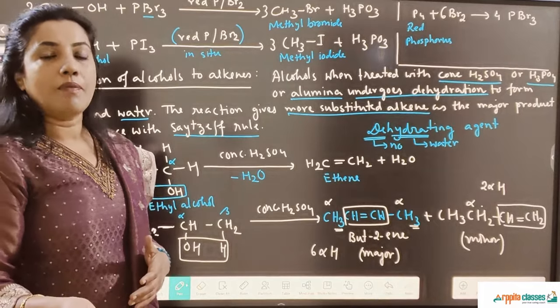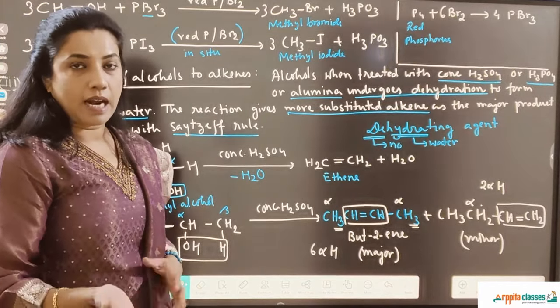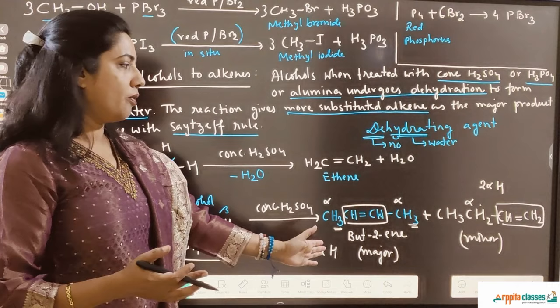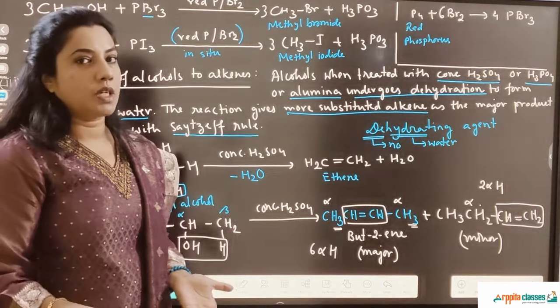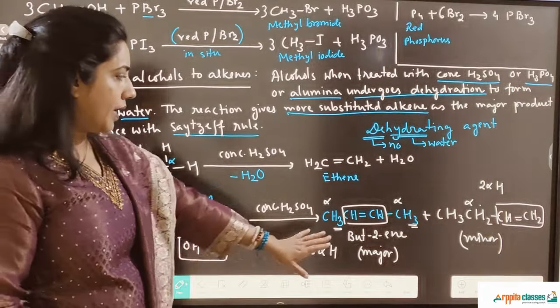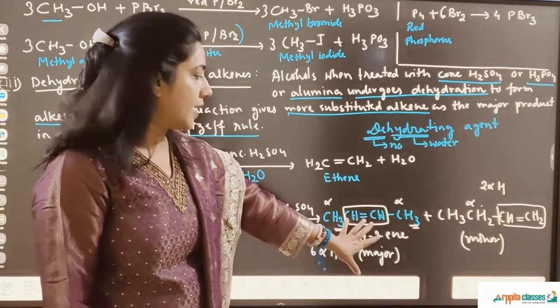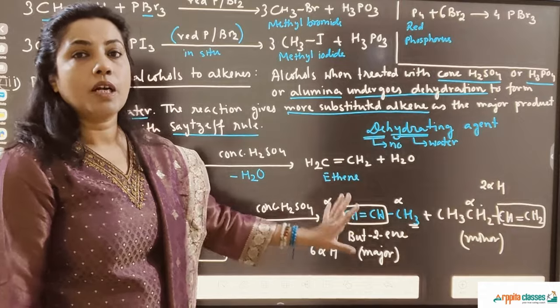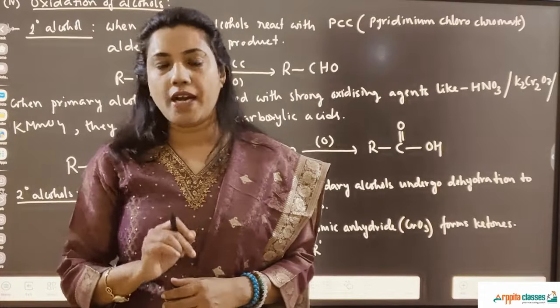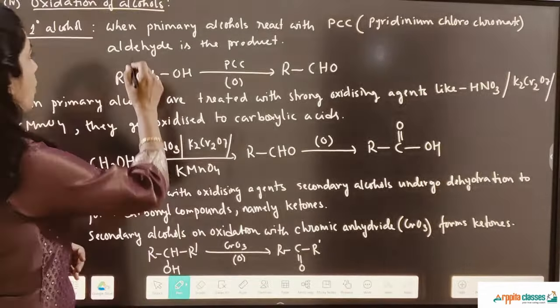The more number of alpha hydrogens, the more is the stability. Understand that. Or you can say the more number of alpha hydrogens, it is a more substituted alkene. So according to that, we can understand this is the more substituted alkene, which will be the major product in this case. Last reaction of alcohol, that is oxidation of alcohols.